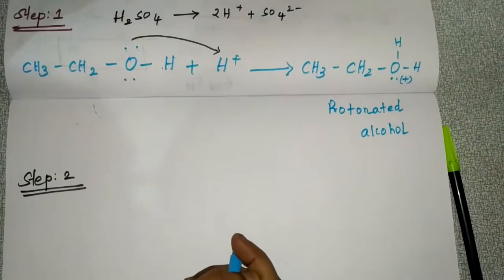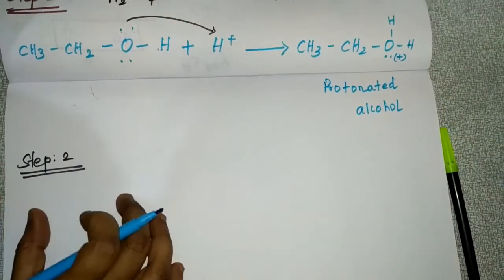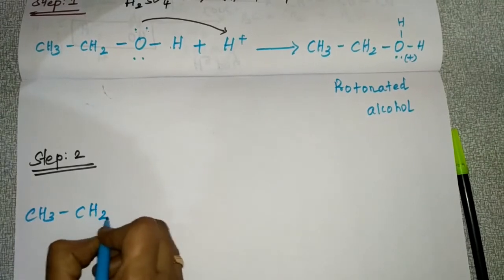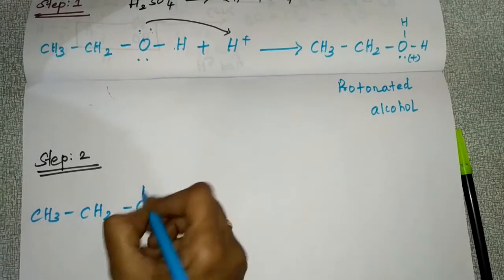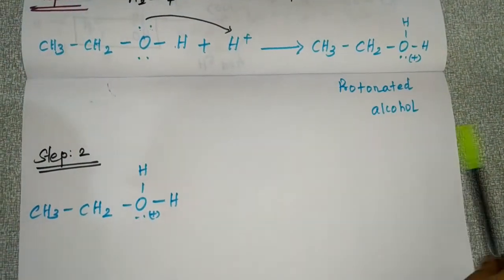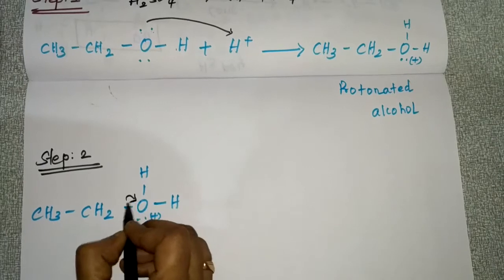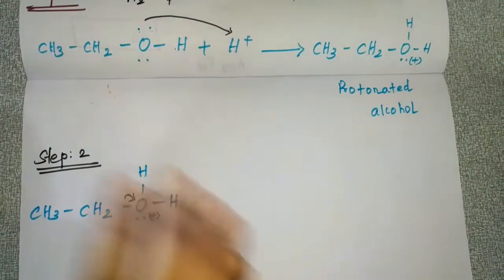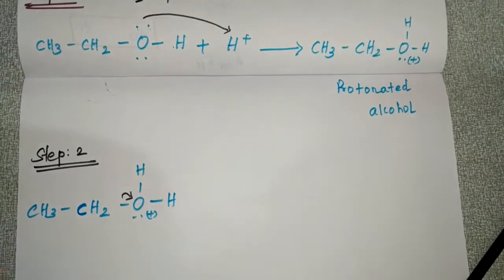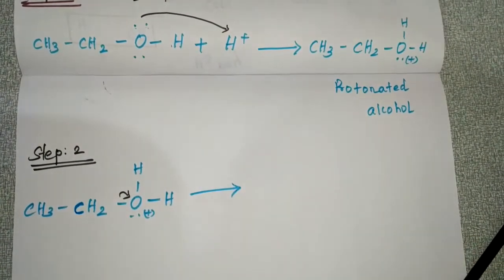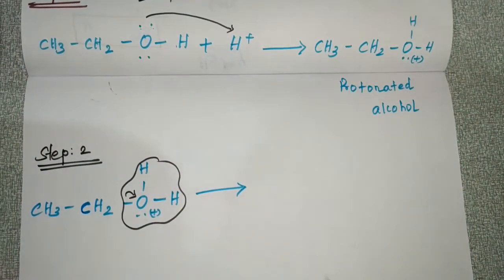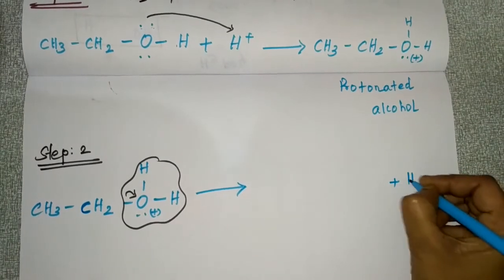what I'm going to do is take this protonated alcohol. The same I'm going to write it here, CH3, CH2, O, H. The same protonated alcohol I'm taking. So this oxygen will take the electrons and it will get removed as water. Okay, and what will be the charge of this carbon? This will be positively charged. I'll show this. So this oxygen will take the electrons and this will get removed as water.